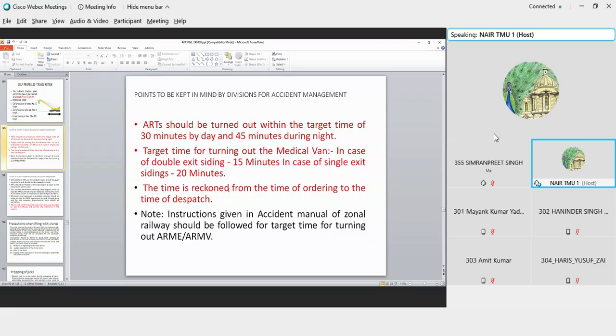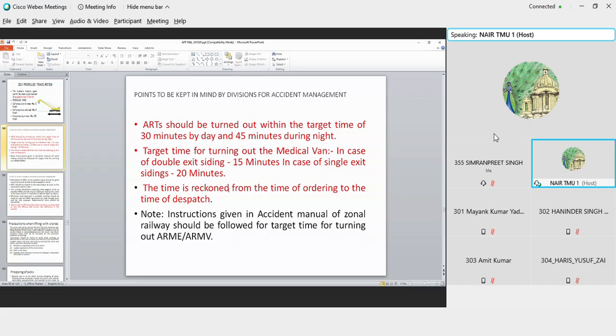Now, if it was a passenger train accident, we also move something called a medical van. The target for a medical van is that it has to leave within 15 minutes, because there is something called the golden hour concept. The golden hour concept is that if a person has met with an accident, you should try to give him medical attention within the first hour, because then is the chance when you can provide immediate assistance, or there is a possibility that we may lose him. That is why the medical relief vans have a stricter target that they have to be dispatched within 15 minutes if there is a single exit.